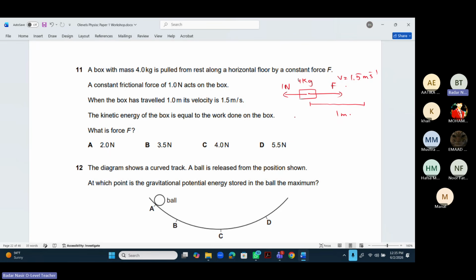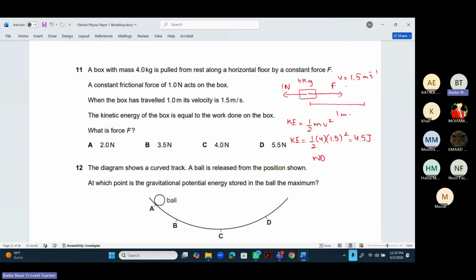So kinetic energy का formula 1 over 2 mv square, 1 over 2, mass is 4, velocity is 1.5 square. So just put the values on the calculator. So that is 0.5 into 4 into 1.5 square. That gives us 4.5 joule. Now he's asking us to calculate the magnitude of force F.